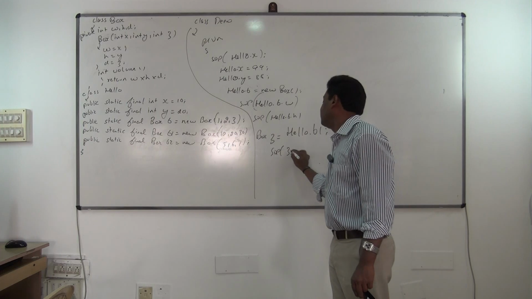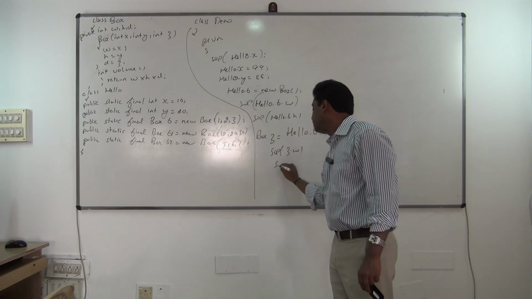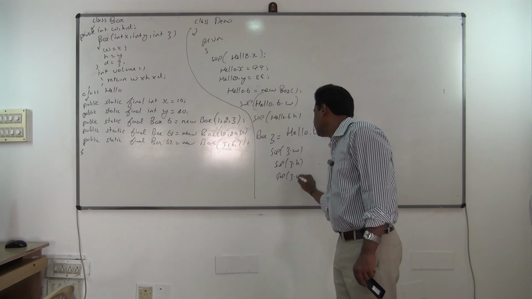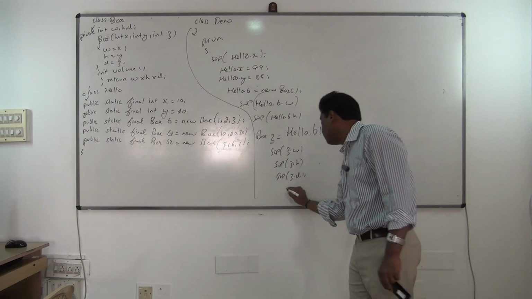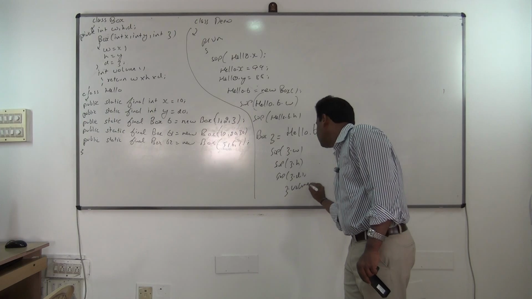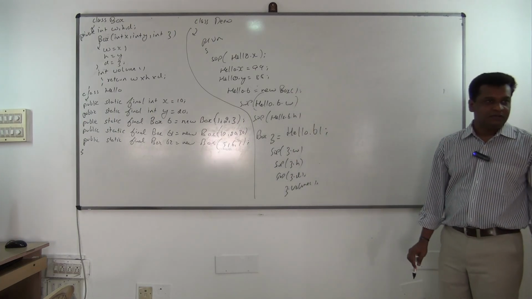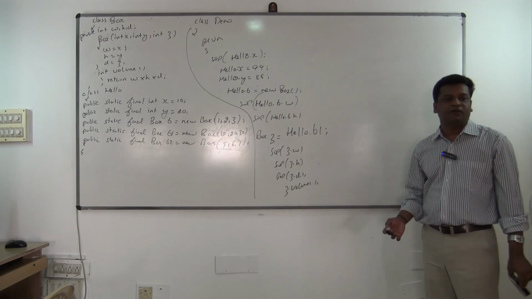If it is not private, I can say z.w, z.h, z.d. All this is valid. And if I want, I can also call the z.volume method. This is how you were working earlier. So how were you working before Java 5 with constants?